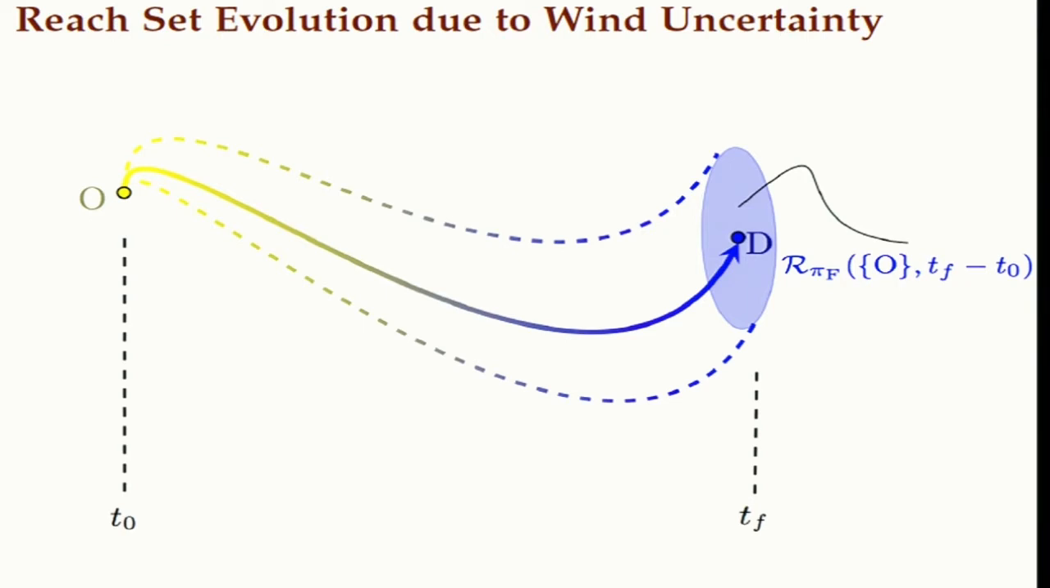If you take the time slice at the final time, that is the set D in blue, the elliptical looking set that encircles the destination point. That set is denoted by the notation R. R means reach set, and the subscript is pi f, meaning if it continues flight. So the reach set under the flight mode is computed from point O and within the duration from time t0 to tf. So what is the set of states the drone can reach in tf minus t0 time, as computed at point O, right?